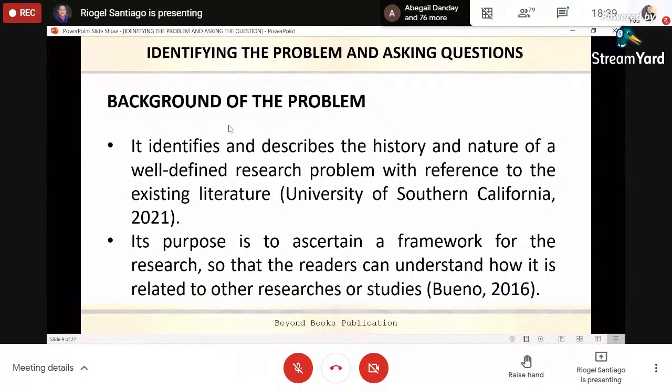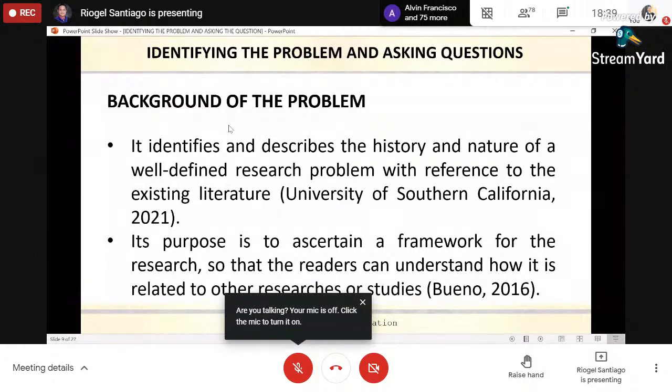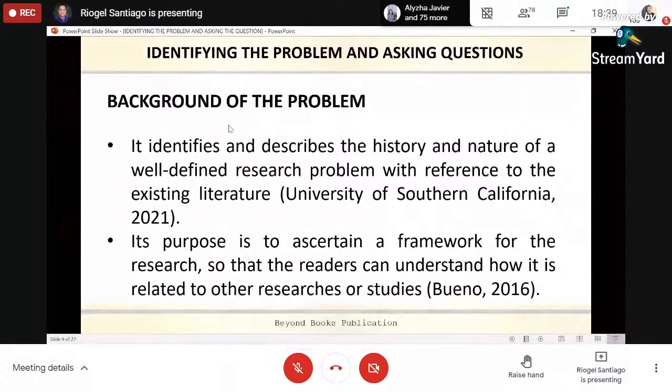Maybe not exactly, but maybe in the past. Baka itong problem na gusto mong targetin ay napag-usapan na before. Baka nagawa na ng study before, but in different perspective compared sa perspective na ginagawa mo po ngayon. Now, what's the purpose? Its purpose is to ascertain a framework. Ang ganda ng keyword, no? Framework. Kumbaga parang sandigan yan, no? For the research, so that the readers can understand how it is related to other researches or studies.